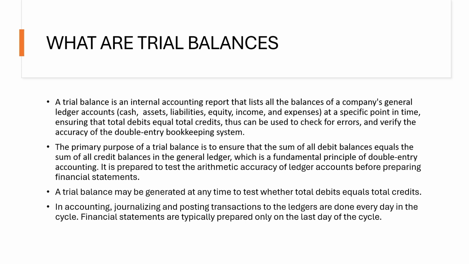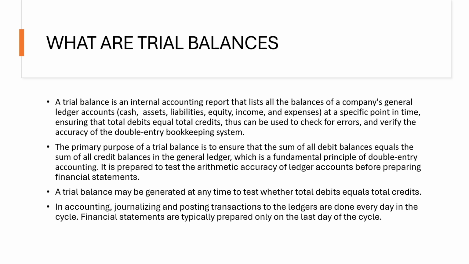So the primary purpose of a trial balance is to ensure that the sum of all debit balances equals the sum of all credit balances in the general ledger, which is a fundamental principle of double entry accounting. It is prepared to test the arithmetic accuracy of ledger accounts before preparing financial statements. A trial balance may be generated at any time to test whether total debit equals total credit.